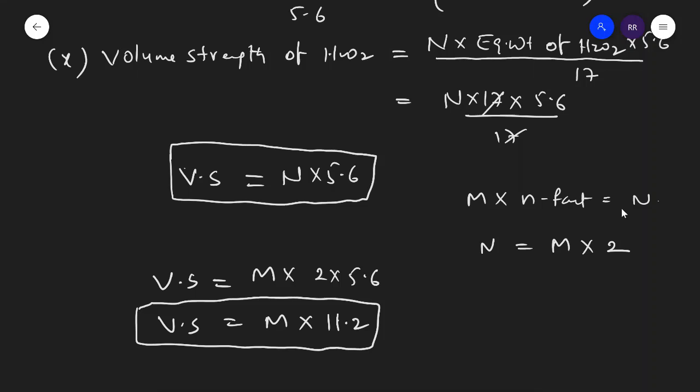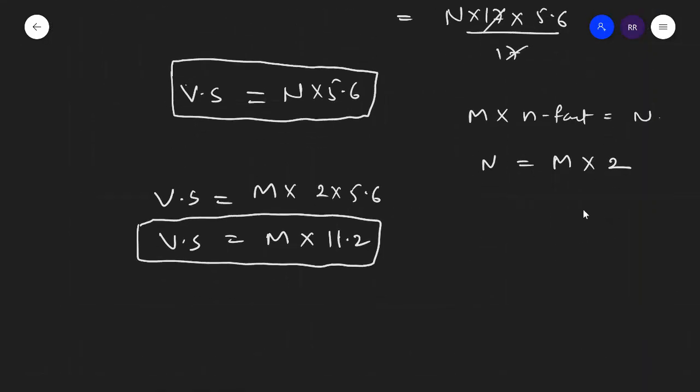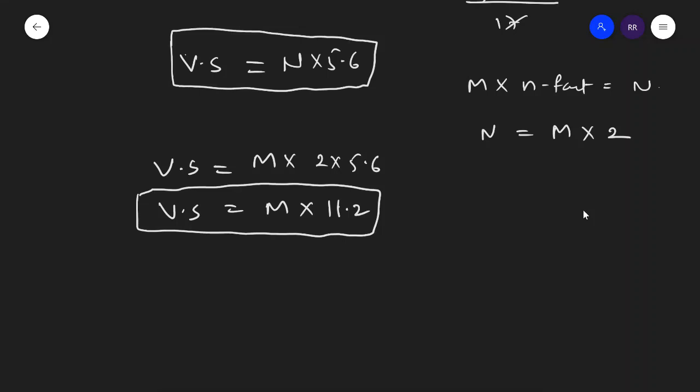Right? Till now we have got two relations. One is normality and volume strength, and another one is molarity and volume strength. And what is the strength of H2O2? Already we know that it is 17 by 5.6 into volume strength. This is another one. And normality we already did. Normality is equal to volume strength by 5.6, molarity is equal to volume strength by 11.2. This is how we can find the volume strength of H2O2 when they give normality or molarity in the question.